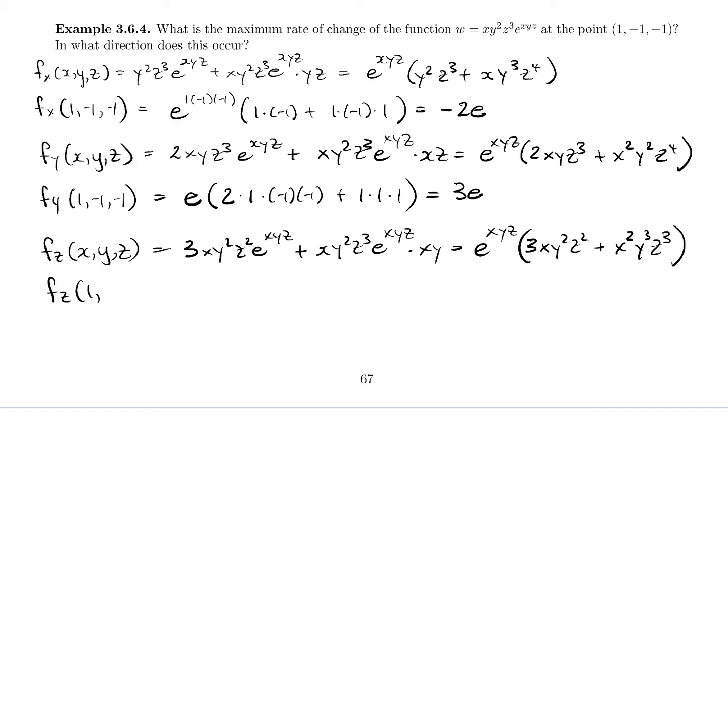Evaluating at our favorite point, (1, -1, -1), gives us e times 3 times 1 times minus 1 squared is 1 times 1, plus 1 times minus 1 times minus 1. 3 plus 1 is 4, 4e. So the gradient of f at the point (1, -1, -1) is the vector (-2e, 3e, 4e).